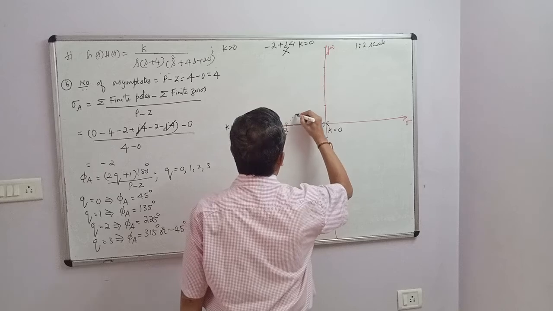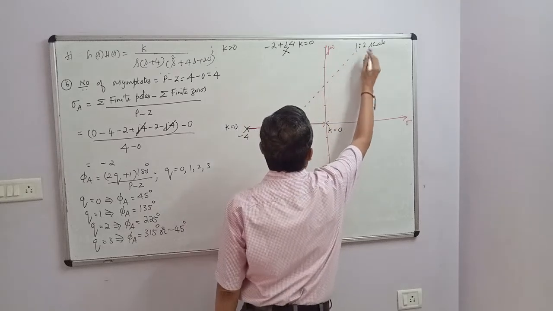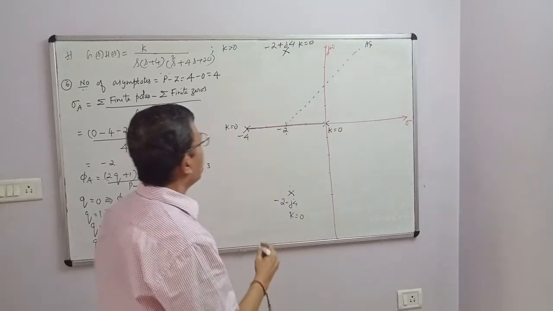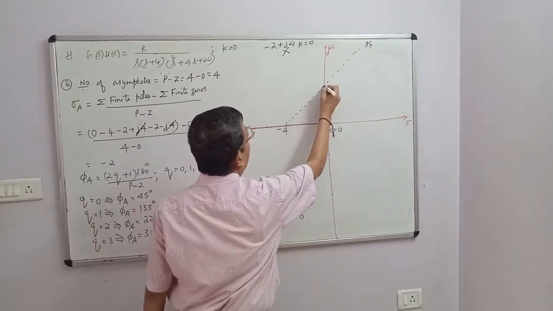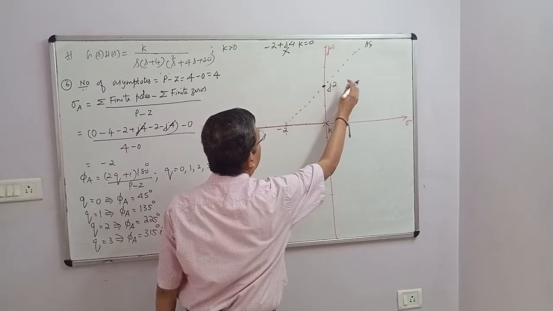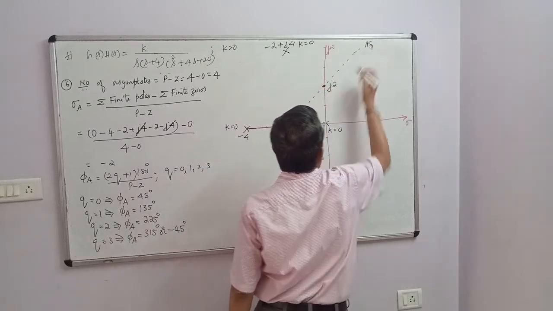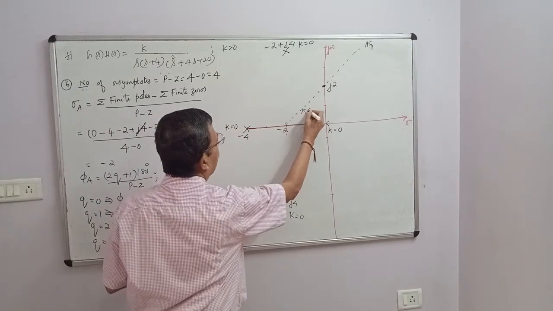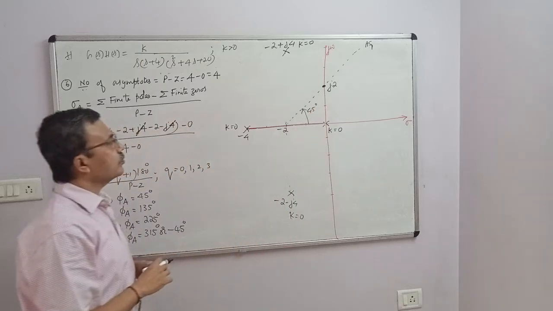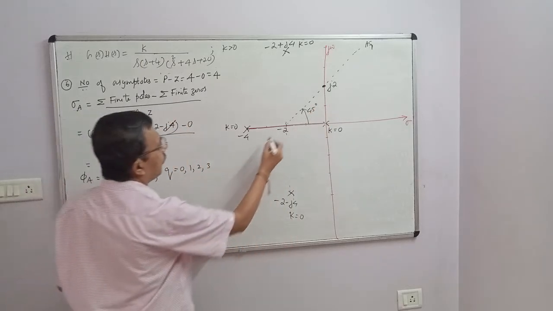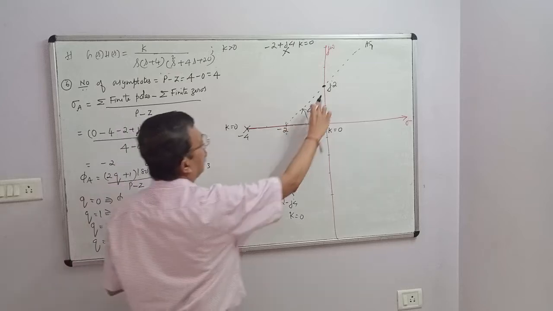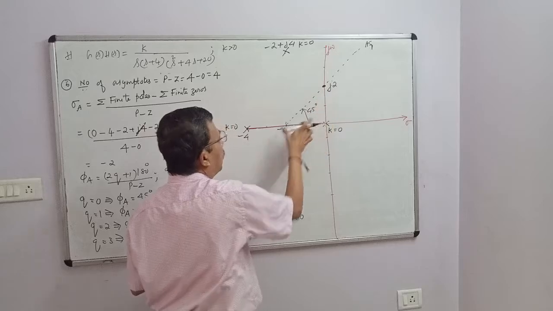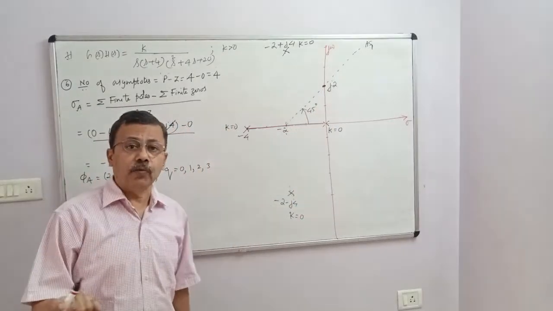This is asymptote number 1, which I call AS1. What angle does it make? It makes an angle of 45 degrees. Therefore, it crosses the imaginary axis at j2. This angle is 45 degrees. How did you get 45 degrees? Tan inverse of 2 by 2, that means tan inverse of 1 is 45 degrees.